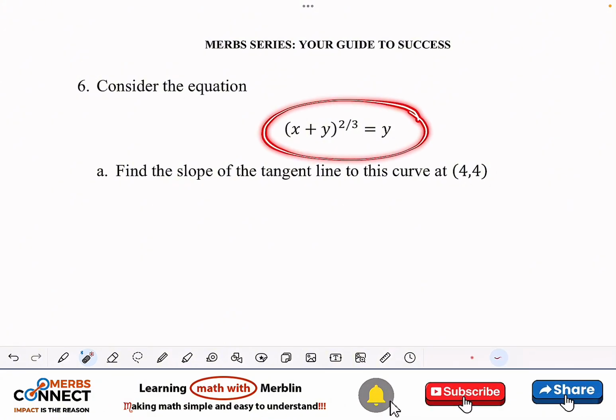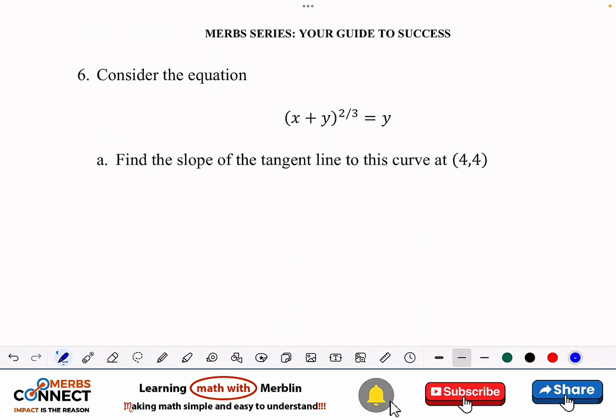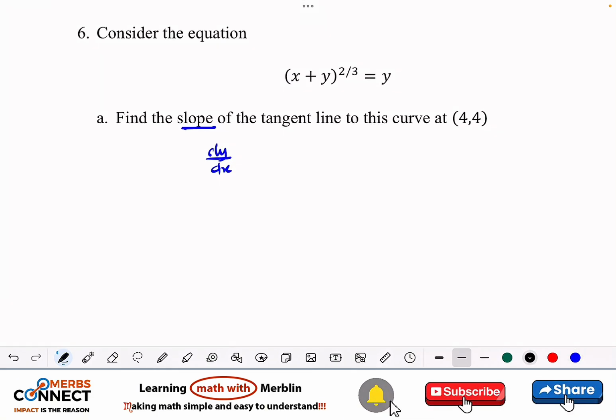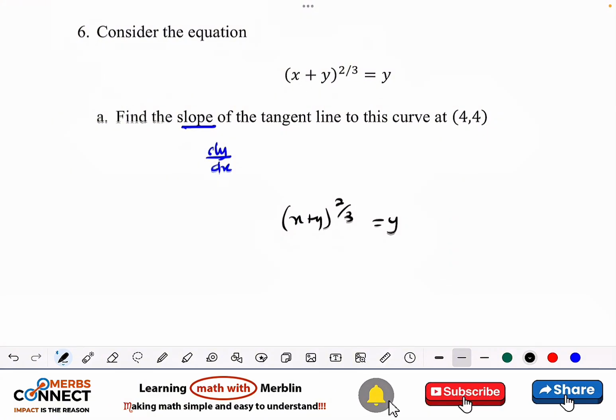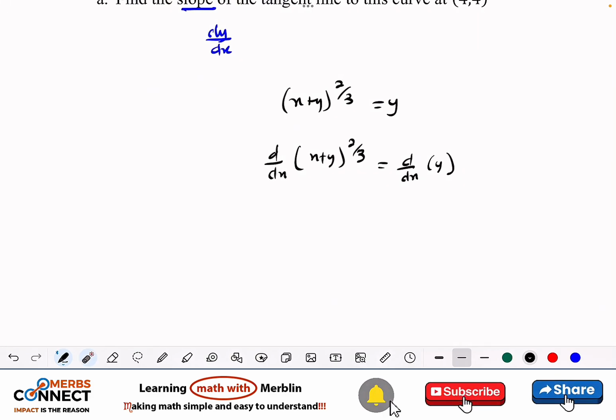I think from this one, we have another last question before I give you the trial solution. So I try to solve more examples for you to see how we can. I want to find the slope, right? So we think of dy over dx. So now let's go through the process. x plus y to the power 2 divided by 3 is equal to y. So what we need to do is we need to differentiate both sides with respect to x. So this is the chain rule.